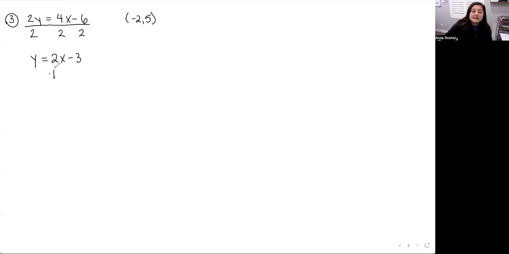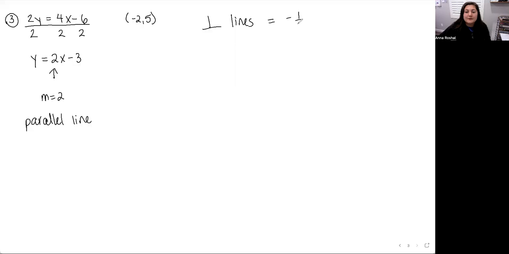Now it's very easy to determine what my slope is. My slope is going to be 2. And I'm going to say, okay, my parallel line, whoa, that's incorrect. My parallel line is going to have a slope of 2. And then my perpendicular line is going to have a slope of -1/2. Okay, so these are the two things that I'm focusing on.